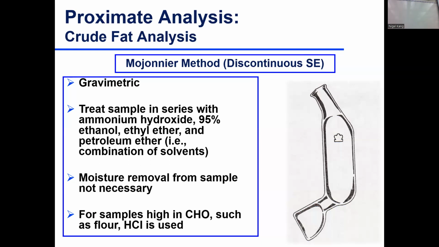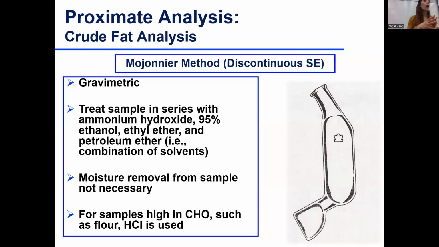And we usually use a combination of ethyl ether and petroleum ether to make sure we extract all the fat and we do not do underestimation. The other thing with this method is that you can do it on your wet sample. It doesn't need to get dry. You don't have to do it on a dry sample. So it's a plus, less work. But here is the point.